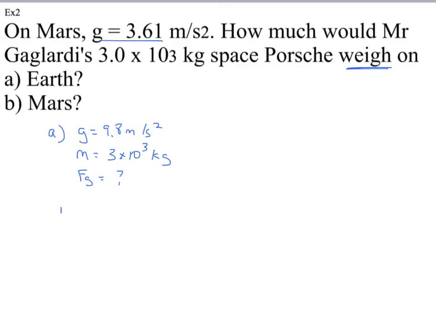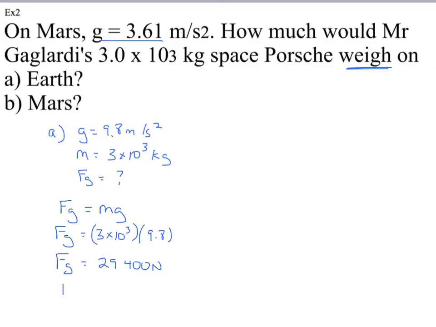So to solve for Fg, we know Fg is mg. So mass, 3 times 10 to the 3. You can just say 3,000, that's the same thing. Little g is 9.8. We multiply those two numbers together and find it's 29,400 newtons. So that's how much my space Porsche weighs on Earth. And for significant digits, you may want to say that's approximately 2.9 times 10 to the 4 newtons, same thing. But that's good sig digs.